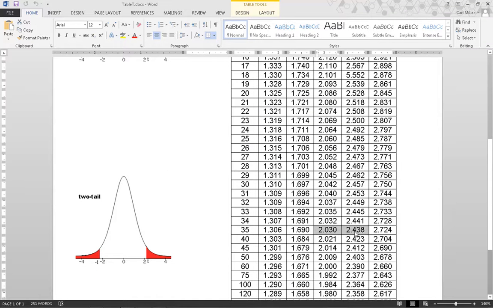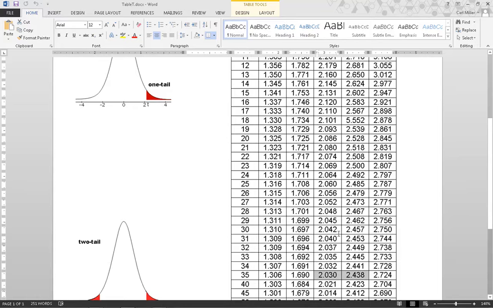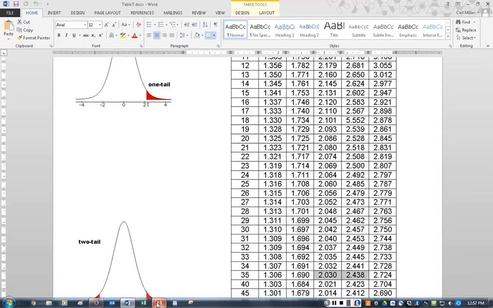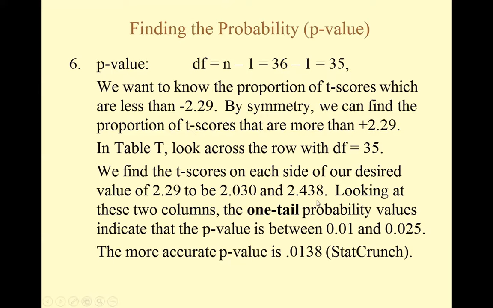Okay, 0.01 and 0.025. Somewhere between those are going to be the probability or the p-value that I'm looking for. So now back into PowerPoint. Okay. So between those two numbers is where my t-score lies. So the one-tail probability tells me that the value, the part that I would shade sort of in red, is somewhere between 0.01 and 0.025.